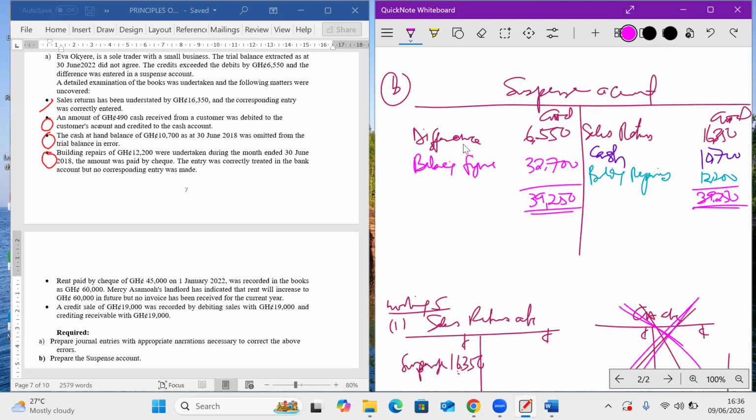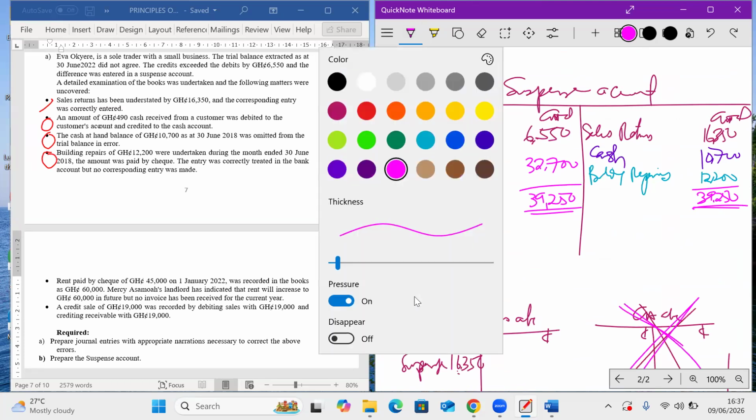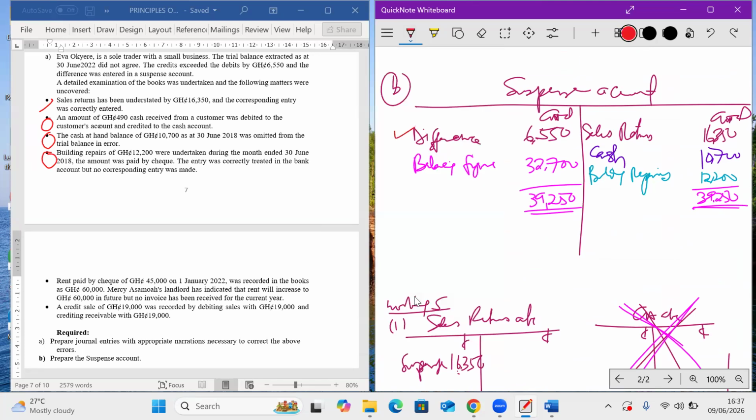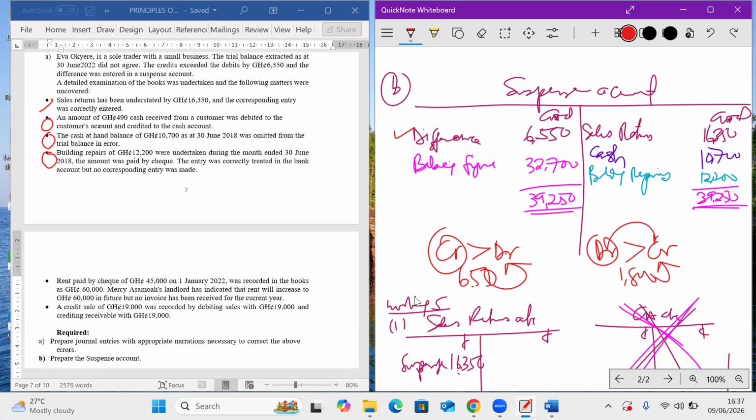So the suspense account, when you are writing the difference, how do you determine it? You look at the account where there was a shortage. One account said that the credit exceeds the debits by 6,550. It means the credit is more than the debit, so the 6,550 will go to the debit side. It's a shortage. The one we solved earlier, the debit exceeded the credit by, let's say, 1,800. So you write 1,800 on the credit side of the suspense. That's a shortage. Are you getting it?